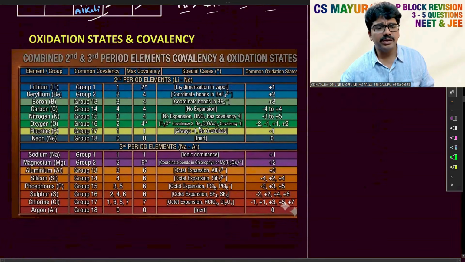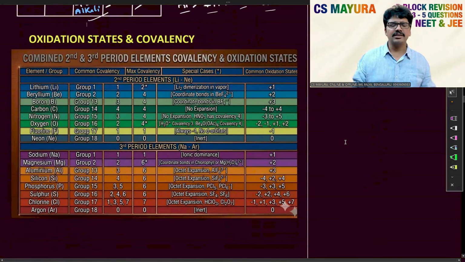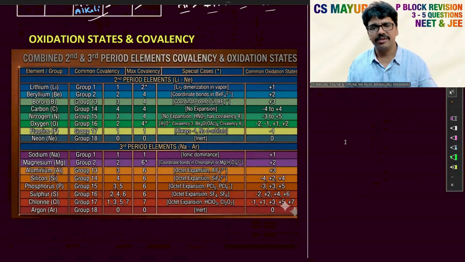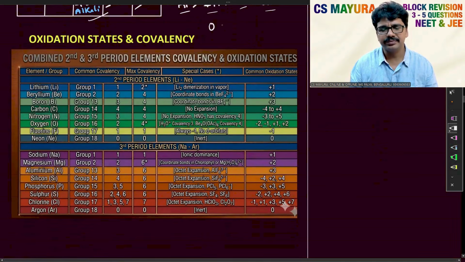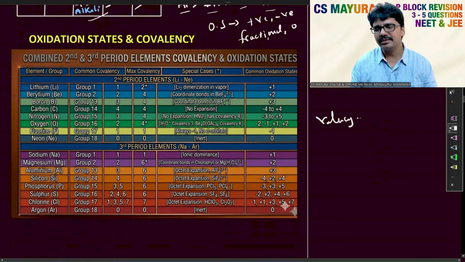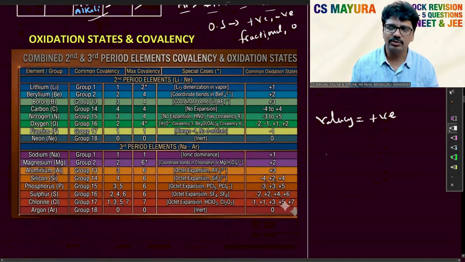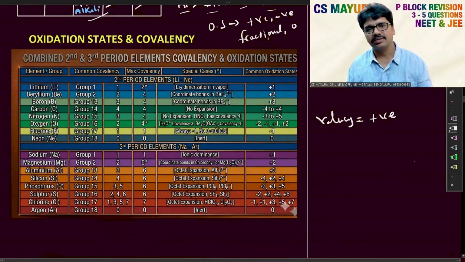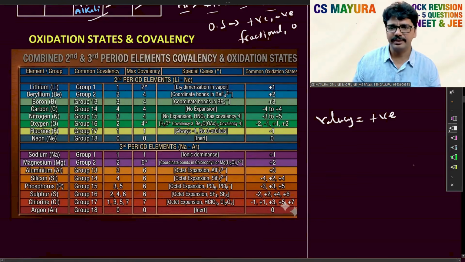Now, coming to oxidation states and covalency. We already discussed that oxidation state and valency are different things. Oxidation state can be positive, negative, fractional, or even zero. But valency is always positive. It is never negative and never fractional. Valency is real, whereas oxidation state may be real or imaginary.